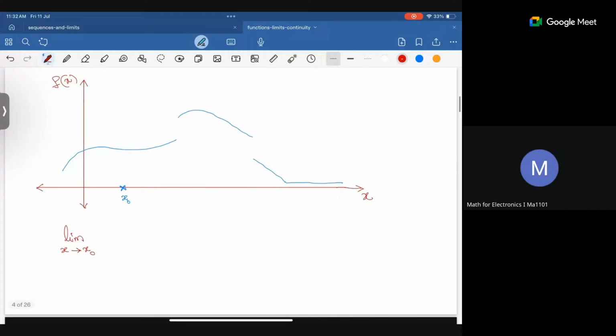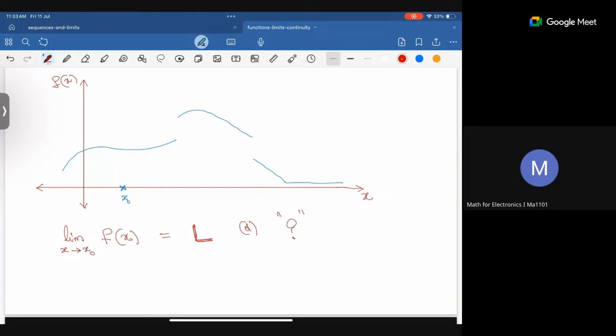So what happens to f of x? As I move my x values towards x0, what is happening to f of x? That is what the limit of a function means. Is it coming towards a value L, some value L, or is it going somewhere else? If it is coming to a single value L, then the limit of the function exists at x equals x0. If it is not coming towards a single value L, then the limit will not exist.